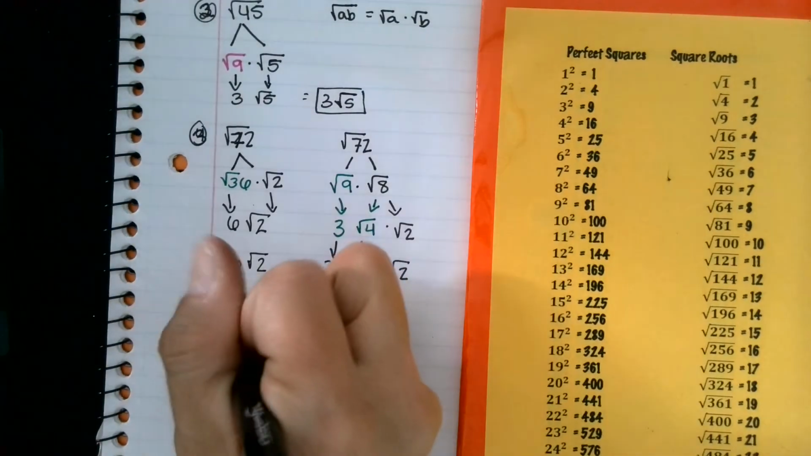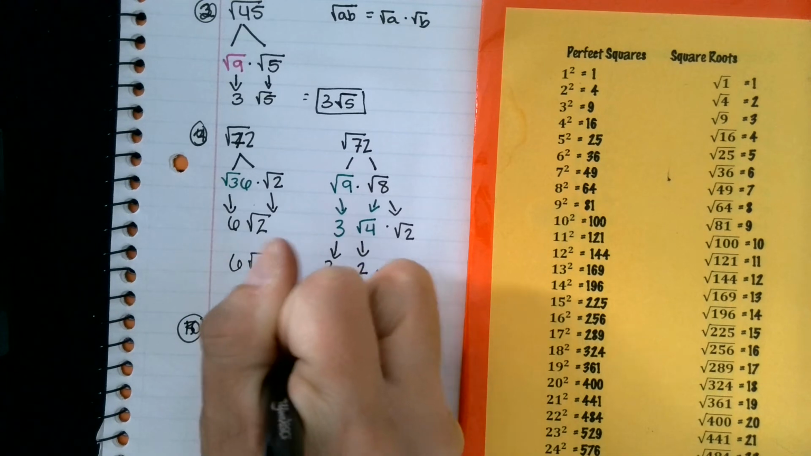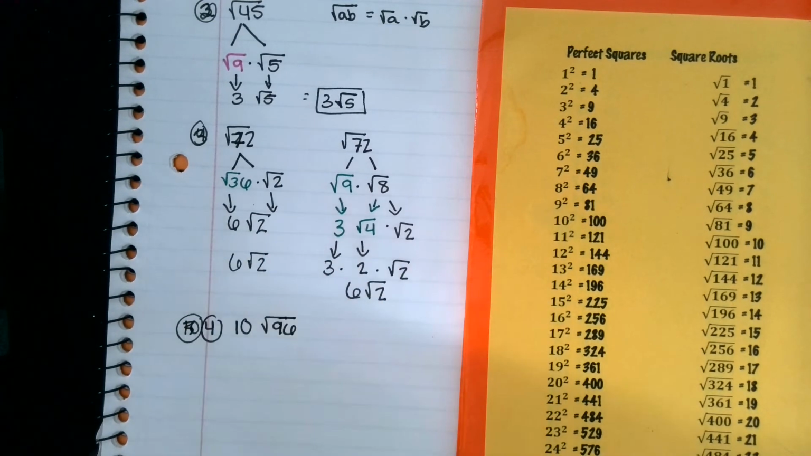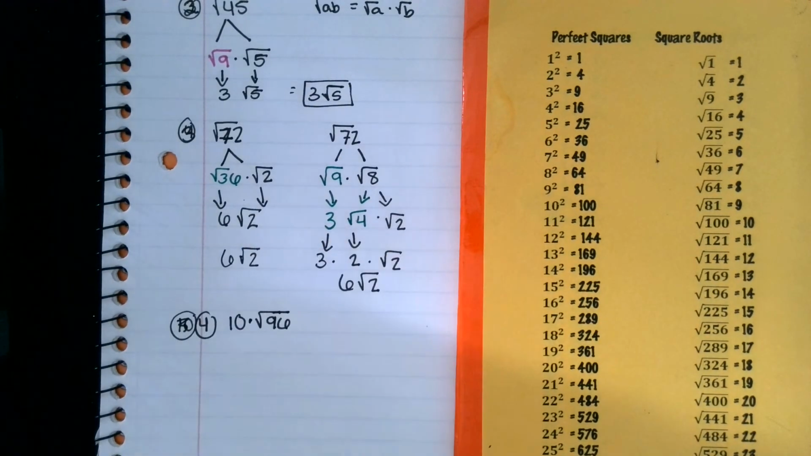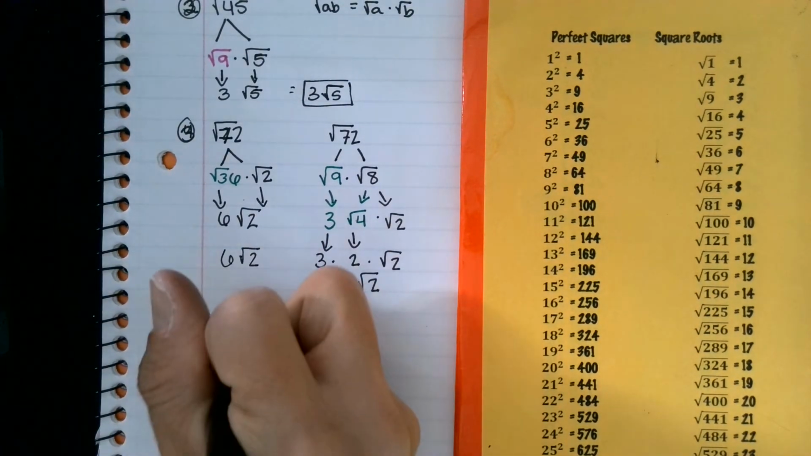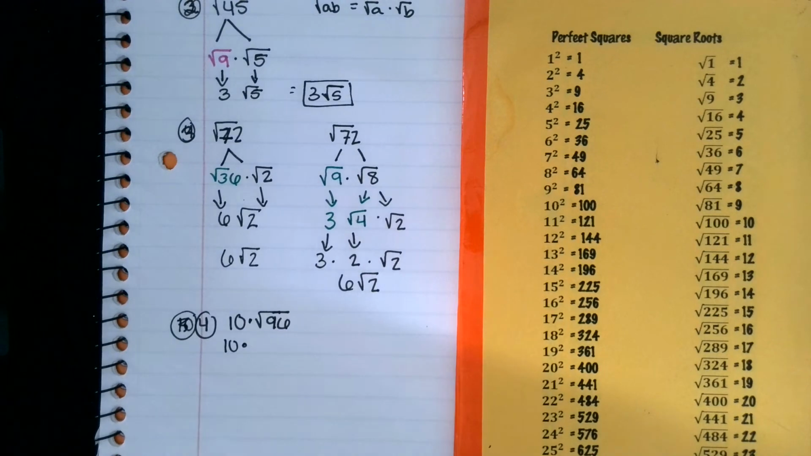So, what if I gave you 10 on the square root of 96 for number 4? 10 on the square root of 96. Okay, so this 10 is being multiplied by this radical. So I'm going to keep that 10 out here hanging out. And we're going to come back to our list.